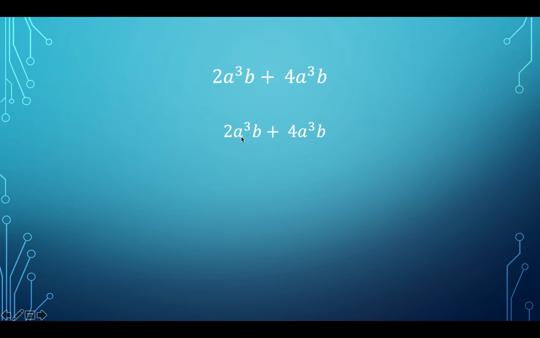So we just have to pay attention that they both have the same exponents and the same bases. Since they're both base a cubed b, we can combine the 4 and the 2. 4 plus 2 gives us 6, and our final answer is 6a cubed b.